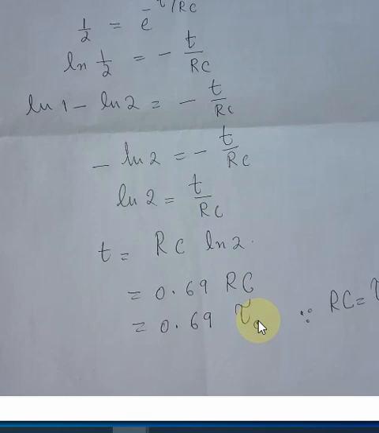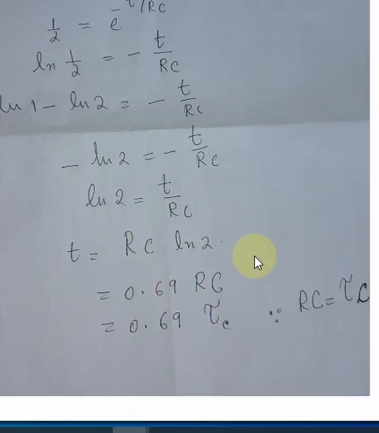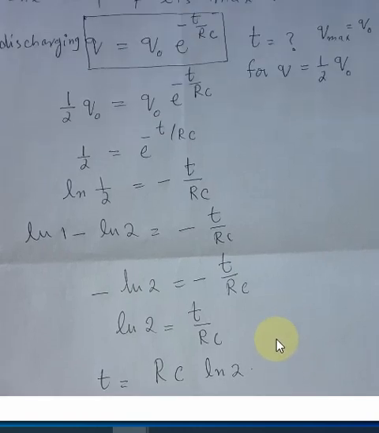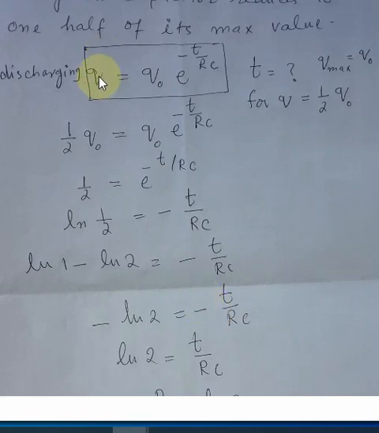RC is the time constant. Log of 2 is 0.69, and RC is equal to tau c, which is the capacitive time constant. So we will write t is equal to 0.69 times tau c. Once again, to remind you, tau c is that time in which the charge on the capacitor reduces to 37% of the maximum value of the charge.